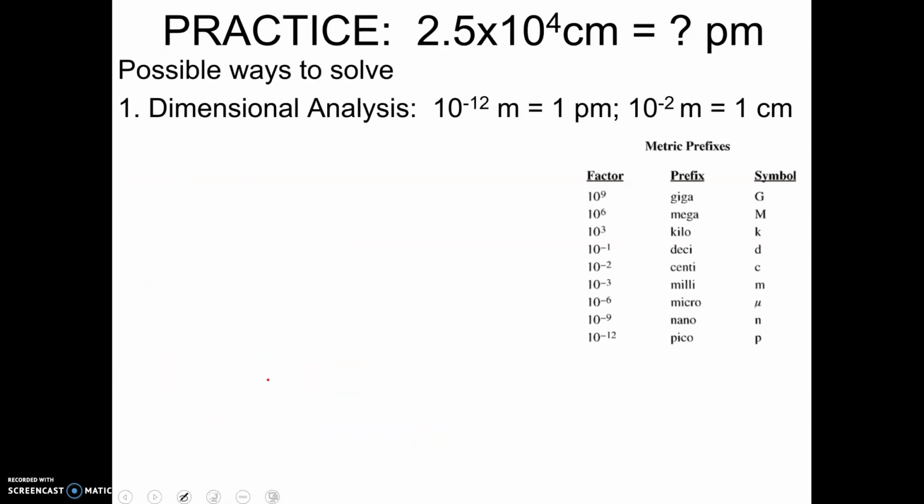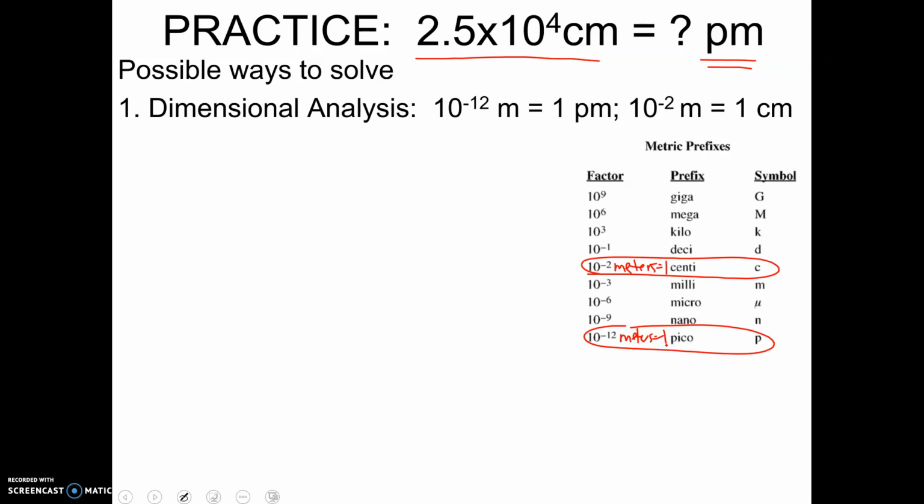So if we were going to use dimensional analysis to convert 2.5 times 10 to the 4th centimeters to picometers, what we would have to do is find centi, find pico, and we don't have a direct relationship, but what we do know is 10 to the negative 2 meters is 1 centimeter, and 10 to the negative 12th meters is equal to 1 picometer. So, if I was going to do this using dimensional analysis, which I don't think is the recommended way to do it because you're going to be in a hurry on the AP exam, so doing this method is going to take a little more time, but you can do it.